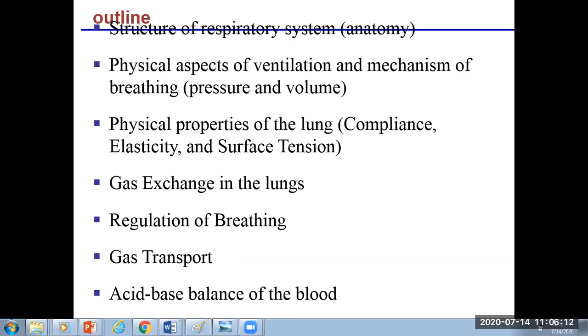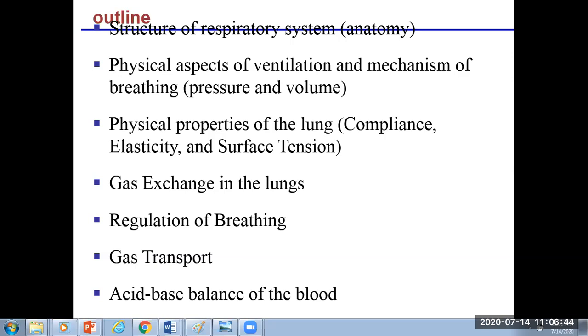Then we will take a look at the mechanism of breathing, the pressure and volume relationship. We will take a look at physical properties of the lung, including lung compliance, elasticity, and surface tension. We will look at how gas exchange in the lungs takes place. Of course, diffusion is part of it, but we will go into a little more detail on gas transport, as well as exchanging both oxygen and carbon dioxide.